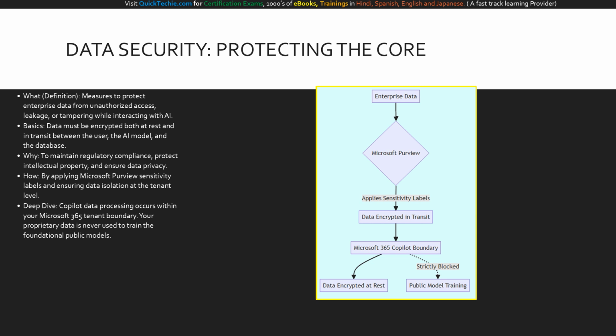Now, look closely at the dotted red line pointing to public model training. Notice the strictly blocked barrier. This is the most crucial part of the diagram. It visually guarantees that while your data interacts dynamically with the AI engine to give you answers, it never leaks out to train the public models. Your corporate intellectual property is securely contained within your own encrypted ecosystem at all times.